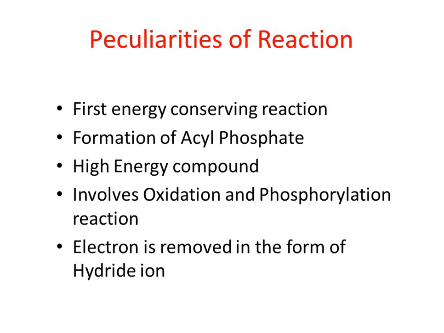Much of the free energy of oxidation of the aldehyde group of glyceraldehyde 3-phosphate is conserved by formation of the acyl phosphate group at C1 of 1,3-bisphosphoglycerate. The conversion of aldehyde into an acyl phosphate involves both oxidation and phosphorylation. In the oxidation reaction, the electron is removed in the form of a hydride ion.